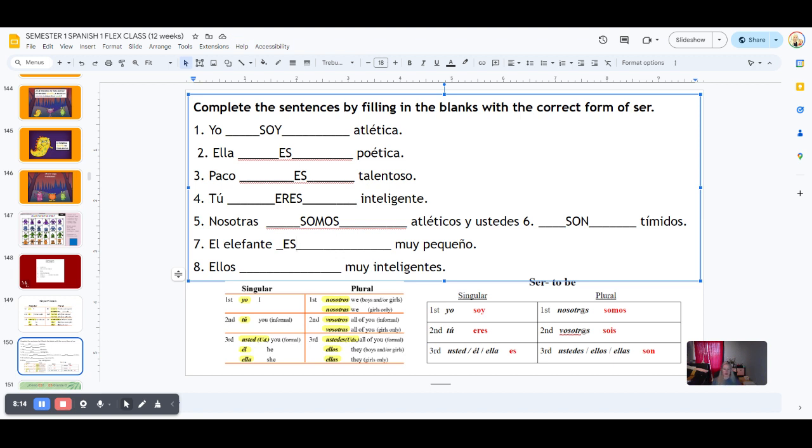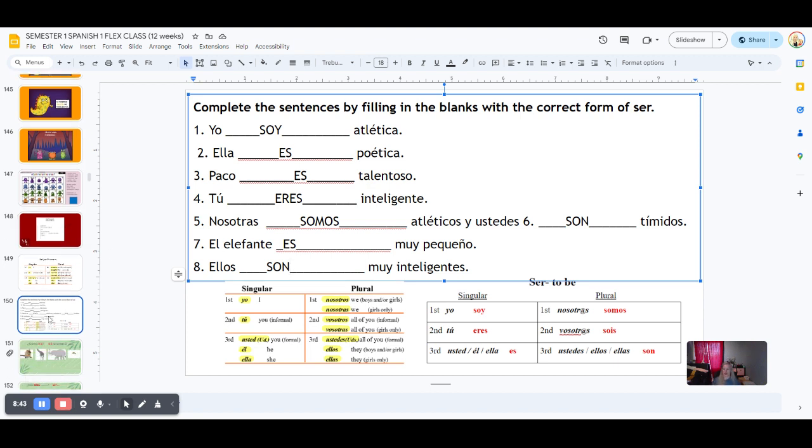8, ellos, find ellos. That means they for a group of boys. And that corresponds with son. So we get ellos son muy inteligentes. They are very intelligent. Again, it's plural. And there are some adjectives that always end with an E. If they end with an E, you just keep them as an E. You don't have to change them to be O's or A's. And we will practice some more descriptive adjectives here in a second.